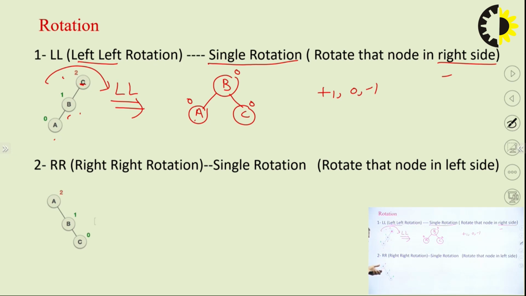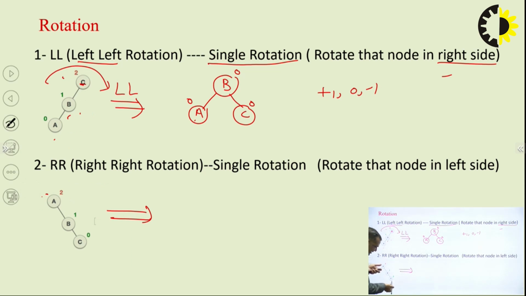Second, we have to insert the element on the right side. Say A, we insert B, then we insert C. How can we find out which rotation we have to apply? The node whose balance factor changed, that is A. The balance factor of A changed. Which node did we insert? That is C. That means A's right to right, so which rotation is it? That is RR.